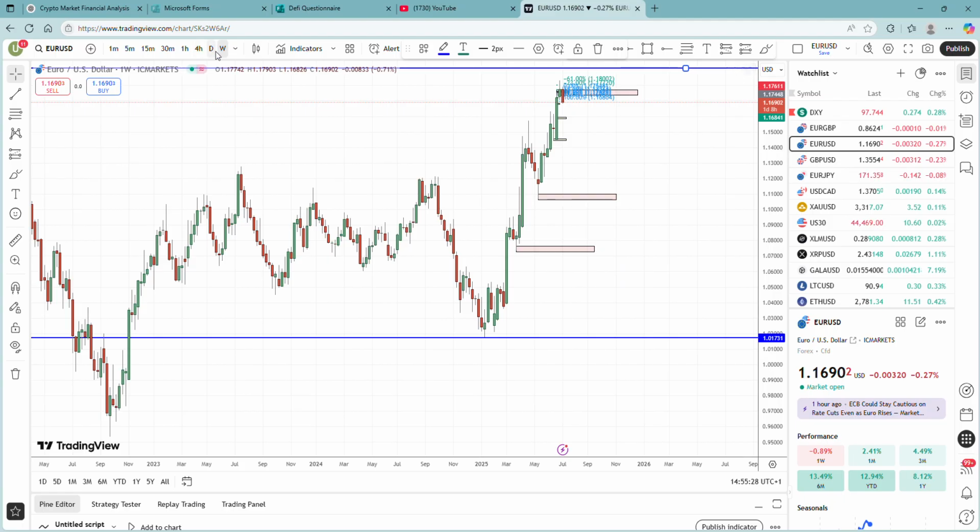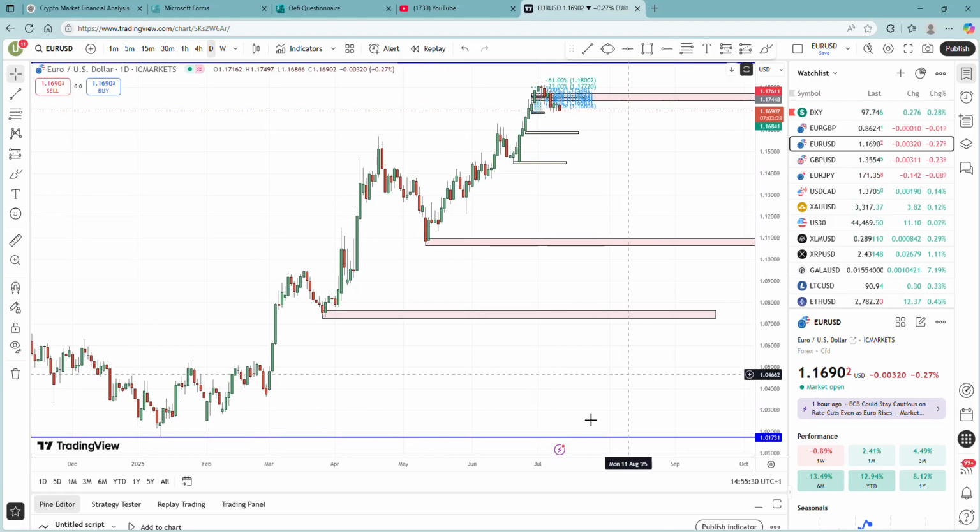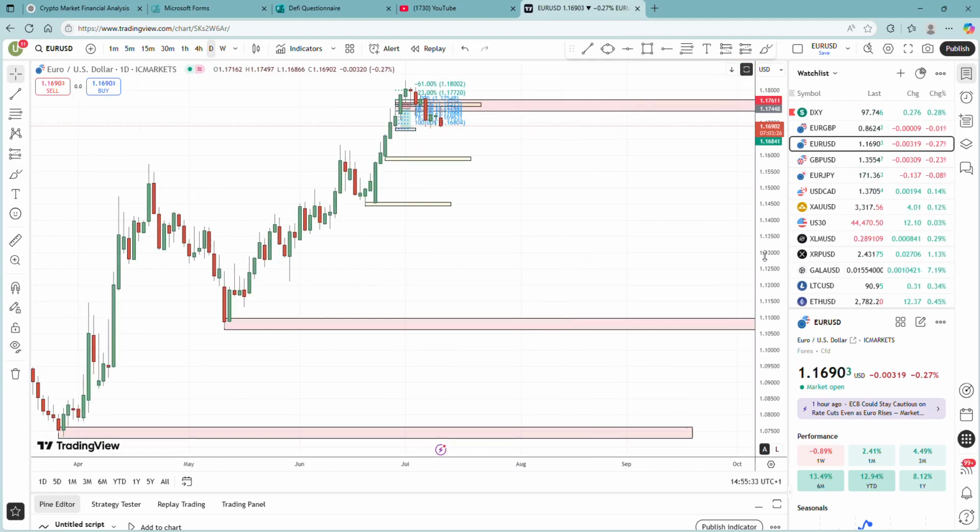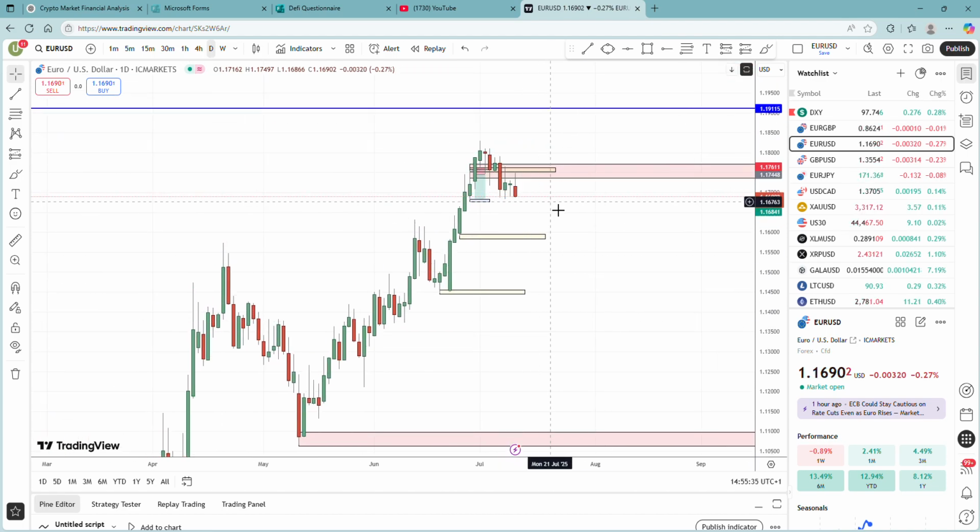Then go to a daily time frame. You can see it's made a new higher high, so we'll have to update those levels as well. So this is the most recent higher high.